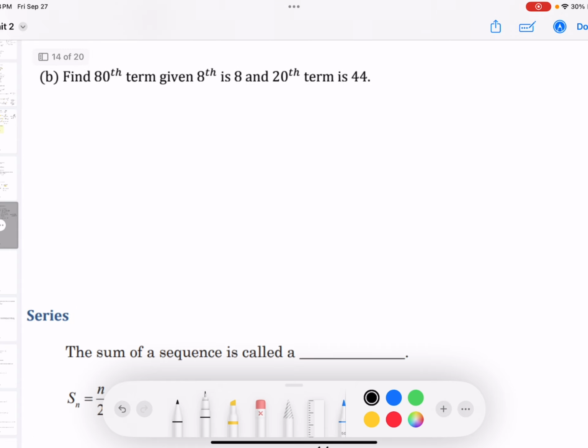Let's find the 90th term given the 8th term is 8 and the 20th term is 44.